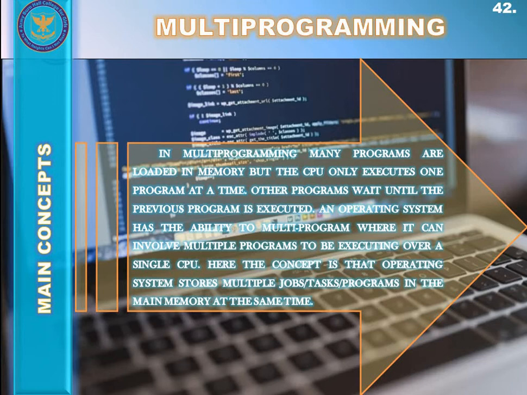The operating system arranges the jobs, tasks or programs inside RAM in a way that the CPU will always have one task or one job to choose and execute. Here, the concept is that the operating system stores multiple jobs, tasks or programs in the memory at the same time. To process or execute these tasks or jobs, the CPU selects one of them and starts to execute that job or task in the memory.